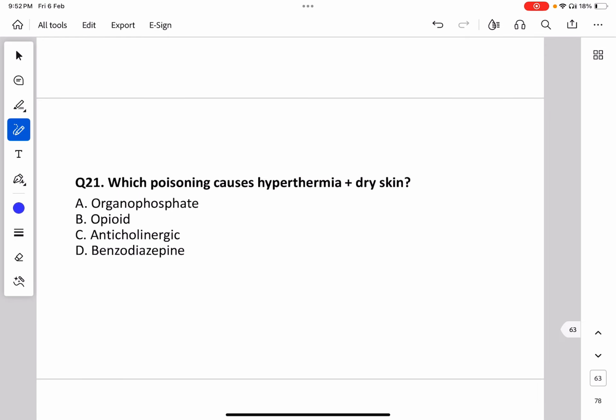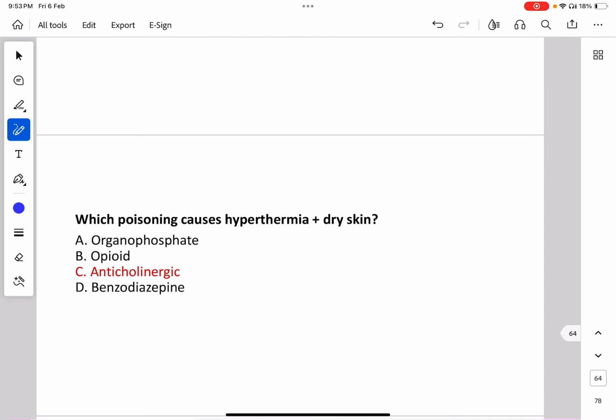Which poisoning causes hyperthermia with dry skin? Hyperthermia, that is increased temperature, with dry skin. These two in combination. Now, if we rule out options, for organophosphates we have read about SLUDGE, so there was no such thing about hyperthermia or dry skin. In the opioid triad we have seen, but no such finding. So two options have been eliminated by our previous knowledge of 20 MCQs. Even if we have not read this topic, we can eliminate these two options. Now anticholinergic and benzodiazepines are left.